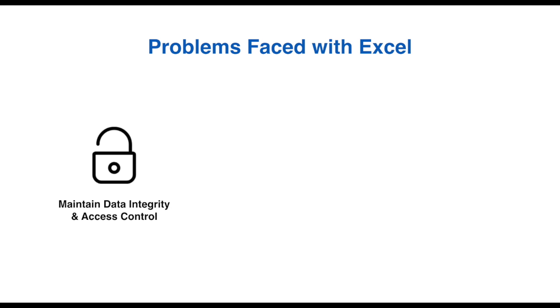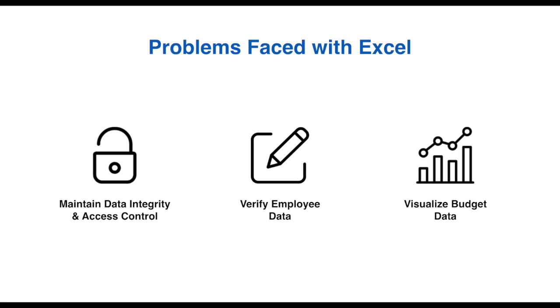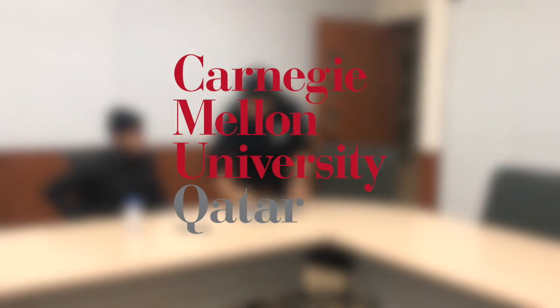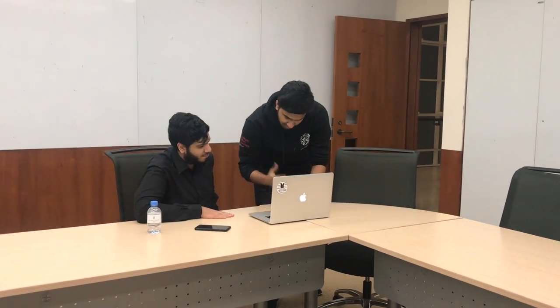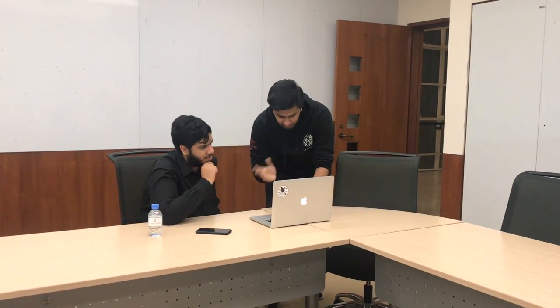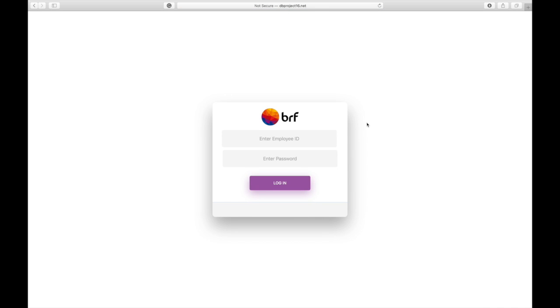To reiterate, the main problems with using Excel for employee and budget management are to maintain data integrity and access control, to verify the employee data in the budget and payroll sheets, and finally, to visualize budget data. Knowing these limitations, BRF decided to contact a group of students from CMUQ's highly distinguished Information Systems program. The students understood the problems faced by BRF and created a system for BRF which solved these issues. They introduced BRF Management, a simple and intuitive web-based system to take care of all the problems faced by BRF related to employee and budget management.